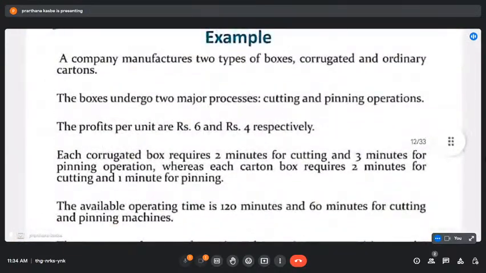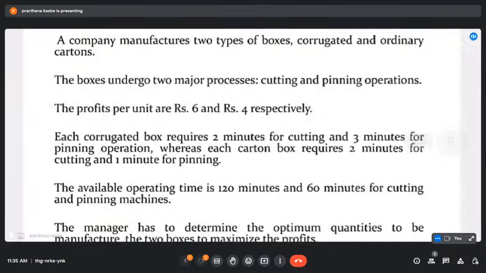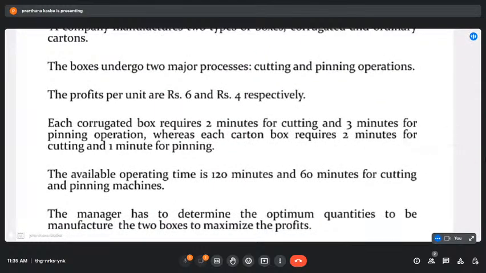Here one example is there for the linear programming. A company manufactures two types of boxes, corrugated and ordinary cartons. The boxes undergo two major processes, cutting and pinning operation. म्हणजे दोन प्रकारचे बॉक्सेस एक कंपनी काय करते? जनरेट किंवा प्रोड्यूस करते. आणि त्याच्यामध्ये अजून दोन मेजर प्रोसेस आहेत. कोणते कोणते? एक कटिंग प्रोसेस आणि दुसरी पिनिंग ऑपरेशन प्रोसेस.